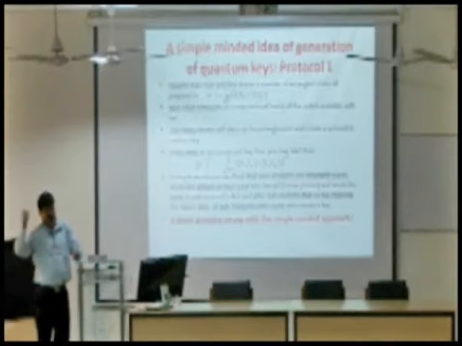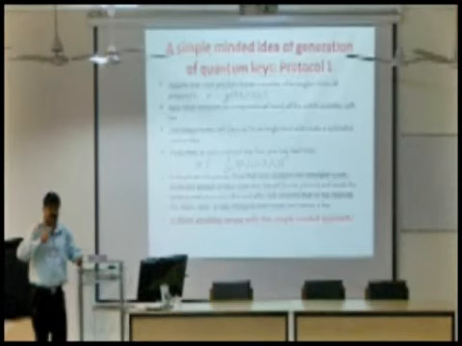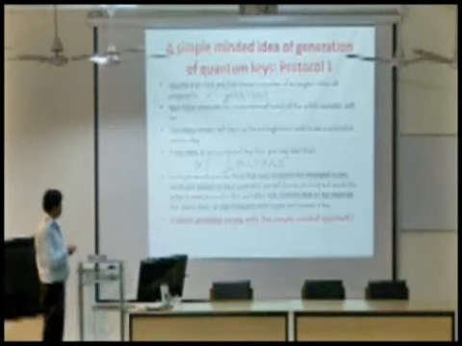Bob. And now Bob measures it, and he tells Alice that, well, I have got this, I have got this. So their results will always be in absolute correlation. They will not be able to detect Eve. So this simple-minded protocol, protocol 1, will not work. So I have to look for something better.